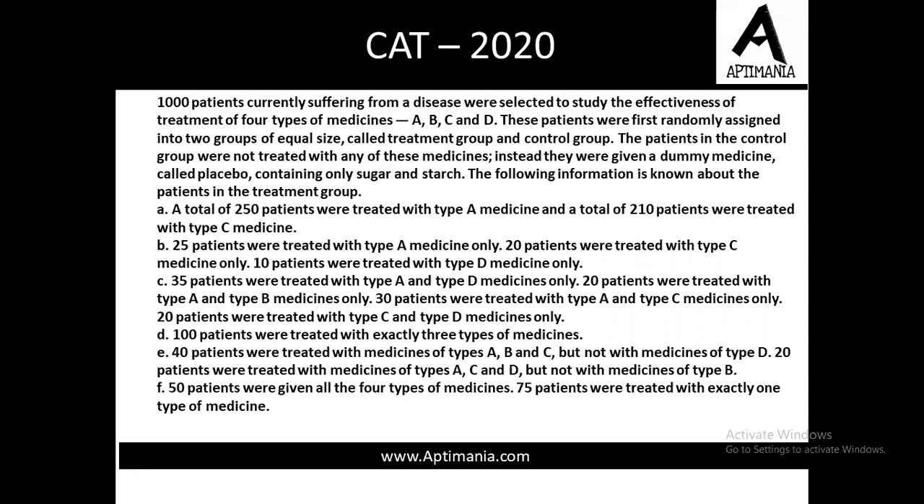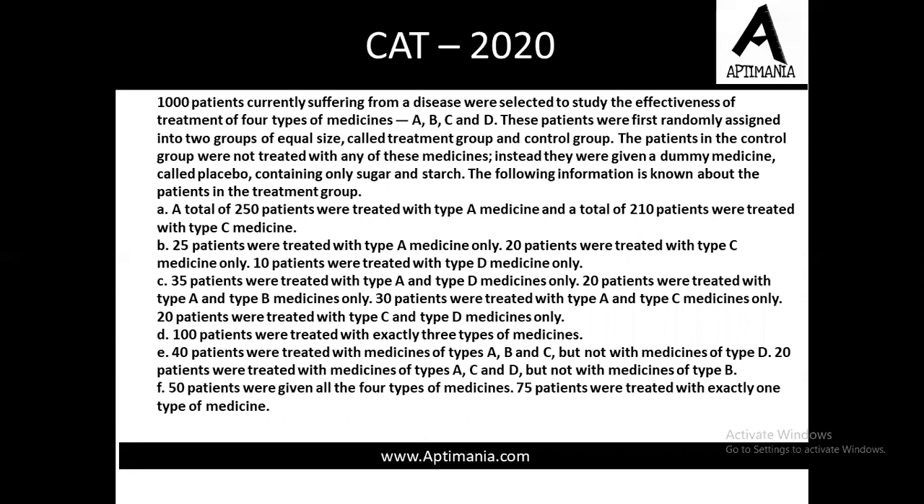So we are talking about 500 patients which are in treatment group and the information about them is given to us. A total of 250 patients were treated with type A medicine, a total of 210 with type C medicine, 25 with A only. A only here means they were given only A medicine and no other medicine, right? Now 20 with C only, 10 with D only. 35 were treated with A and D, 20 with A and B, 30 with A and C, right? And 20 with C and D.